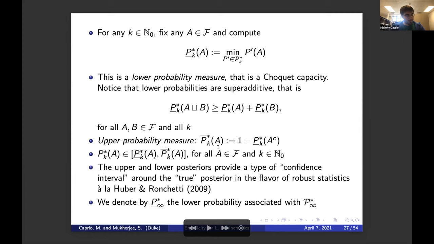The counterpart is the upper probability measure, which is defined as such: one minus the lower probability of the complementary. And this is basically equal to the max. So we have the lower probability, which is the minimum, and the upper probability, which is the maximum. As you may imagine, the upper and lower posteriors provide a type of confidence interval around the true posterior. This gives us a flavor of robust statistics, a la Huber and Ronchetti, another key book for robust statistics. To be consistent with this notation, we call P star infinity lower bar the lower probability associated with the limit set.